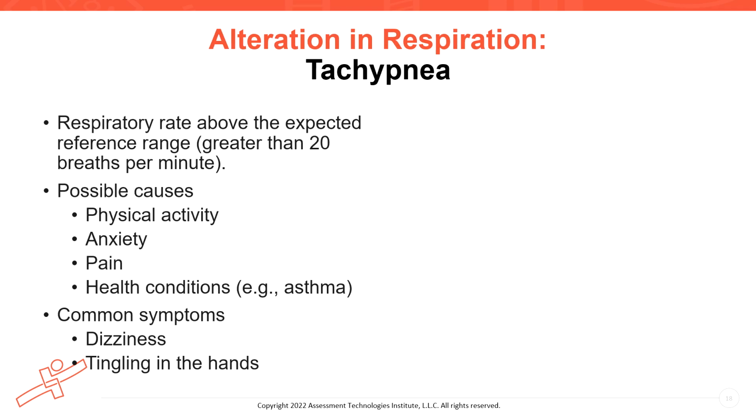Tachypnea is a respiratory rate that's greater than 20 breaths per minute. Most commonly when you see tachypnea, it's somebody having maybe an asthma attack, or we see it when we exercise, right? So to treat it, we have to treat the underlying cause. Is it because they're having an asthma attack? We've got to get that breathing regulated and open up those bronchioles. Is it because they're having pain? We've got to treat that pain. If it's because they've overdone it physically, we need to let them rest.